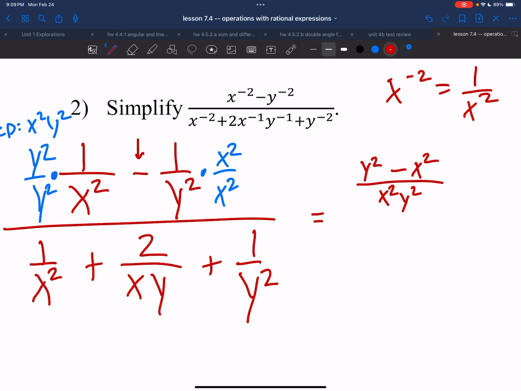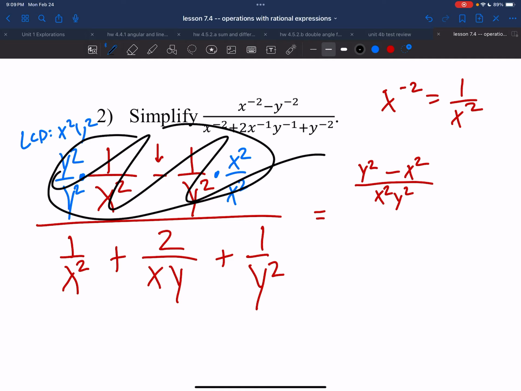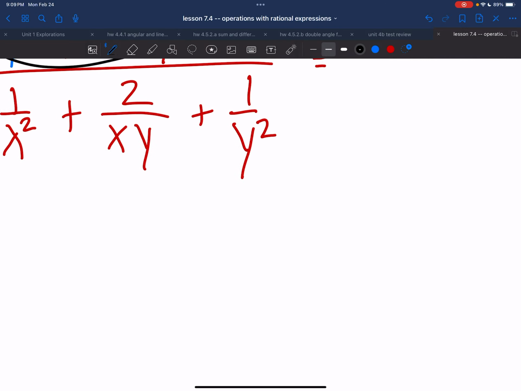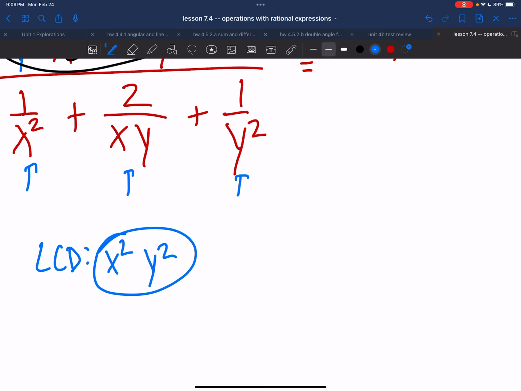So we got the numerator, right? Now we're going to focus on the denominator. So forget the numerator now. Focus our attention on the denominator, right? What is your LCD? Well, LCD. I need an x squared. I need 2 x's. I also need a y squared here. And I also need xy. But the thing is xy is within x squared y squared. You see, because x squared y squared is just xy. It's just that twice, right?